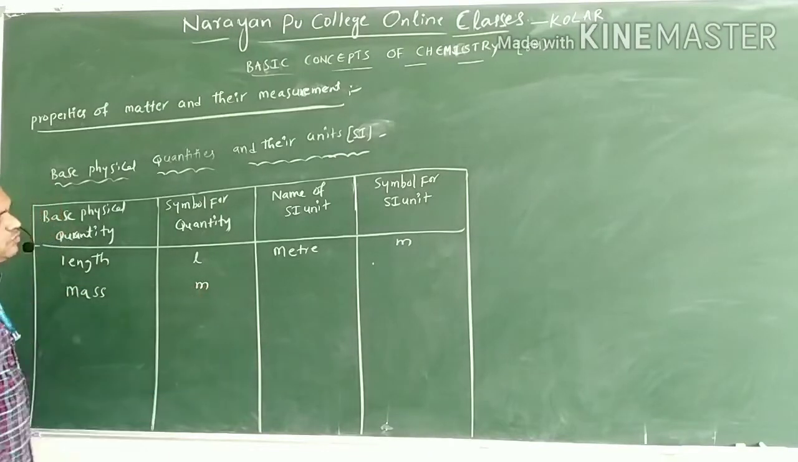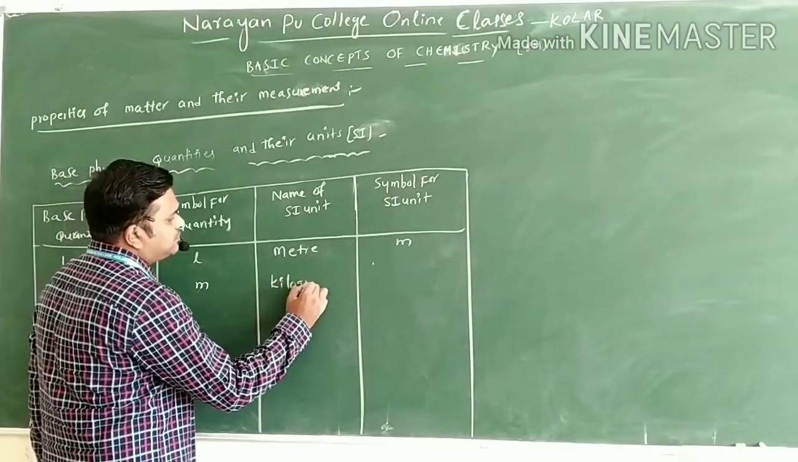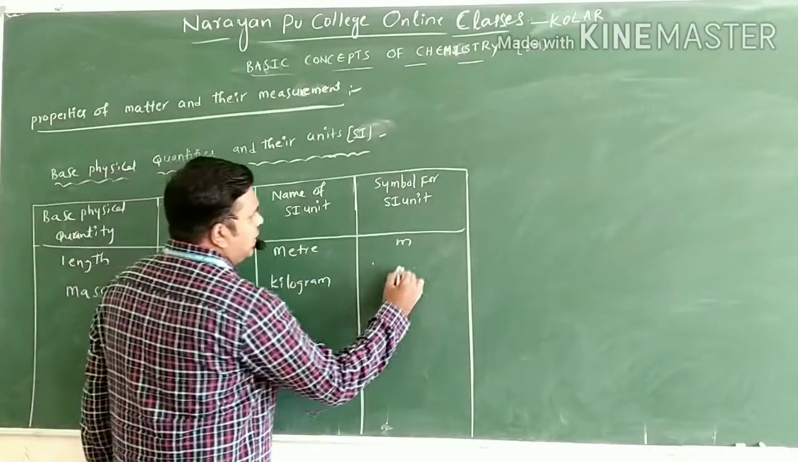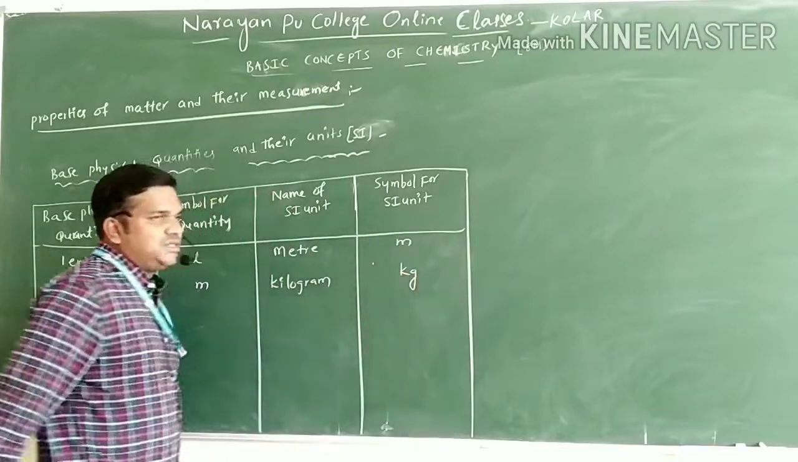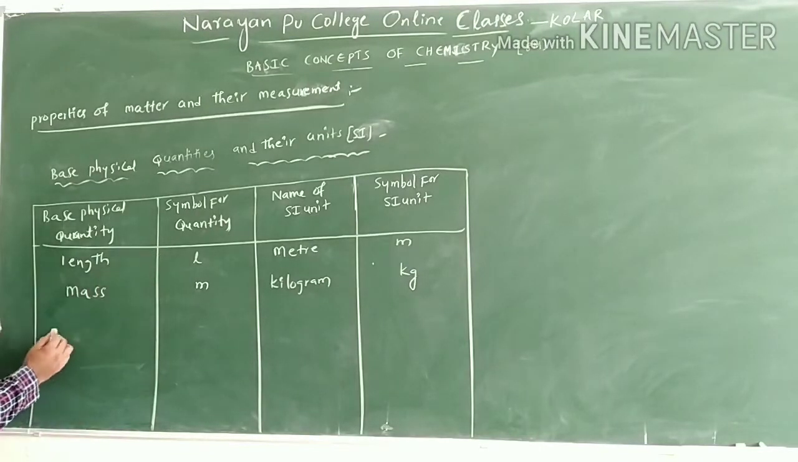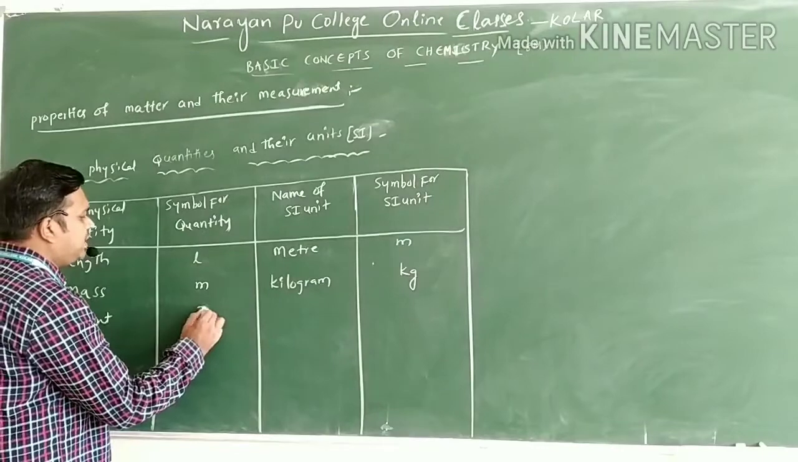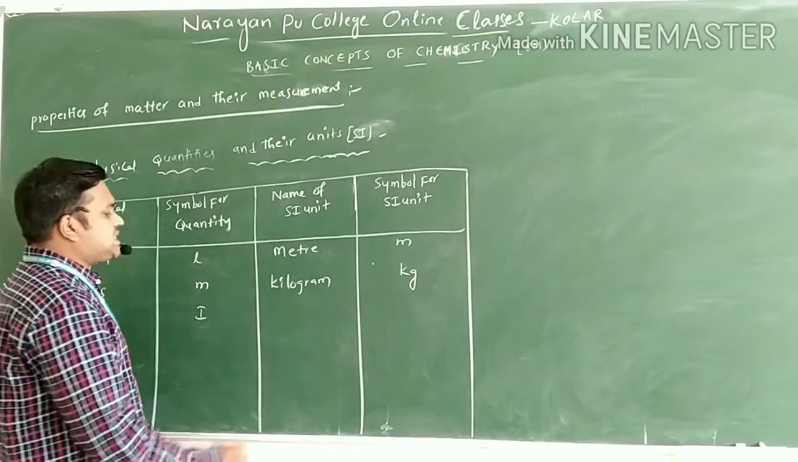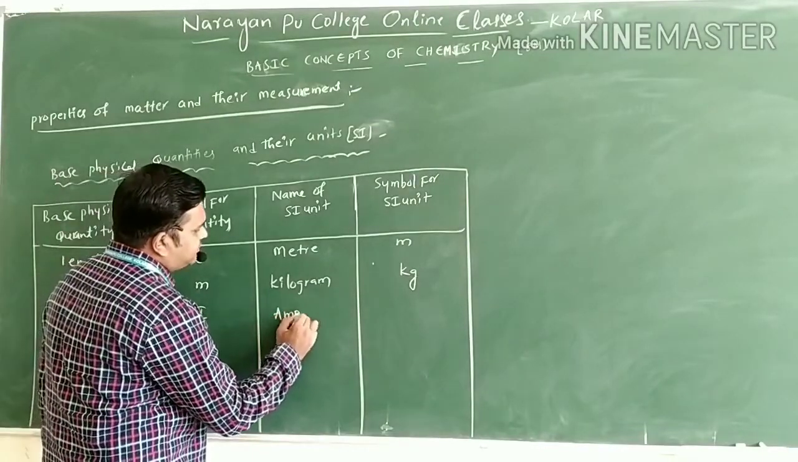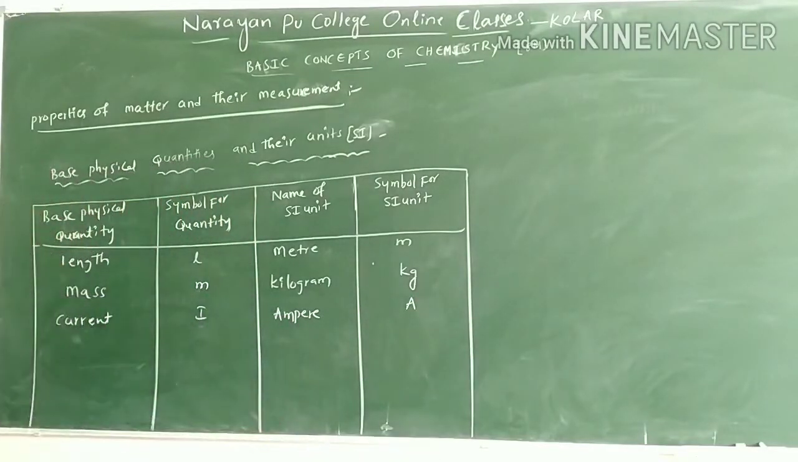Now we can take mass. Mass we take as m only. What is the SI unit of mass? It is the kilogram, and the symbol is kg. Okay, the first one is length, and the second one is mass. And the third one we can take is current. Current is generally denoted by I only. So what is the SI unit of current? It is the ampere, and the symbol you can write is A only.